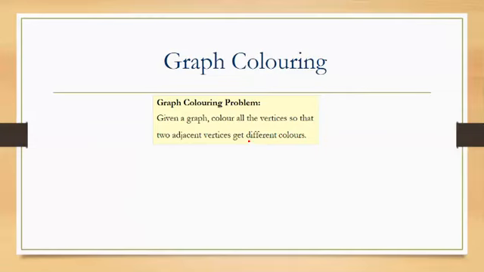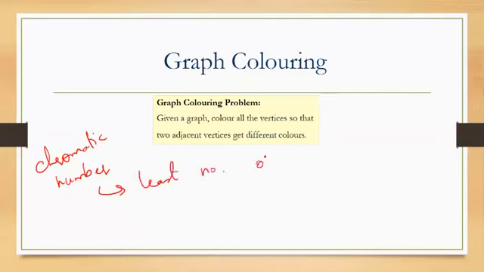A graph can be colored by assigning a different color to each of its vertices. However, for most graphs, a coloring can be found that uses fewer colors than the number of vertices in the graph. So what is the least number of colors? The least number of colors we can use in a graph is known as the chromatic number of the graph. The chromatic number of a graph is defined as the least number of colors needed for coloring of the graph.